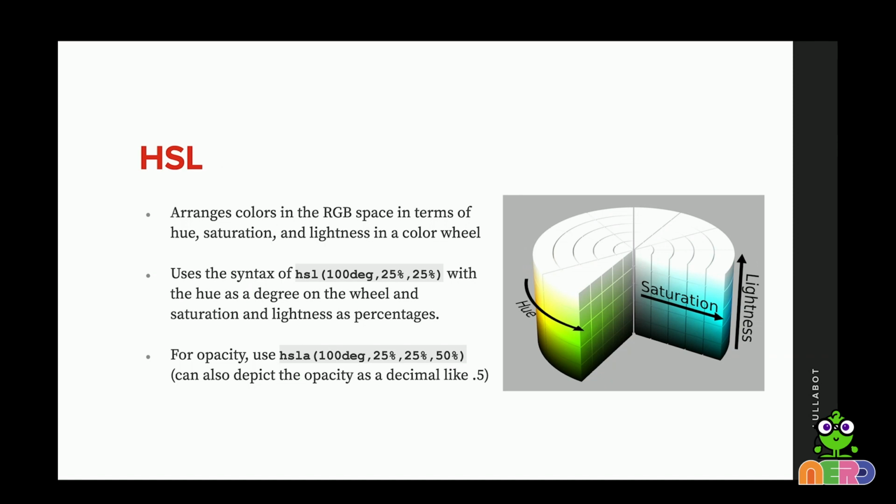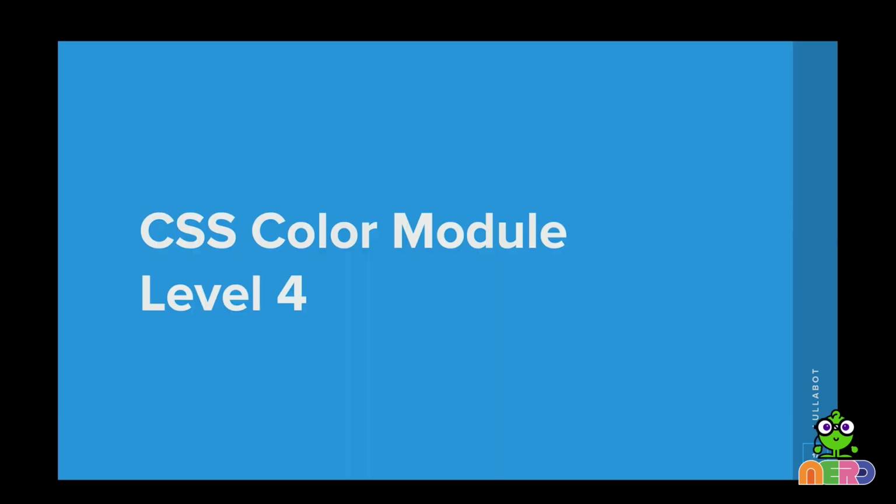And then saturation and lightness are both percentages from 0 to 100%, whether or not you want it to be kind of monochrome or really, really saturated and bright. And then lightness goes from being really dark to being really light. And it's written similarly to RGB, where you can either do HSL or HSLA. Again, this changes with Color Module 4, and I'll go into that once I get to that section of the talk, which I think is going to be right after this.